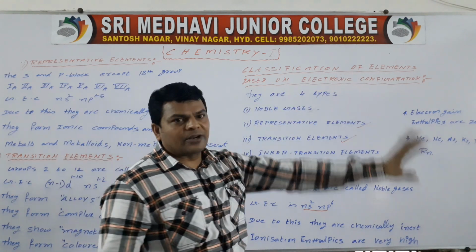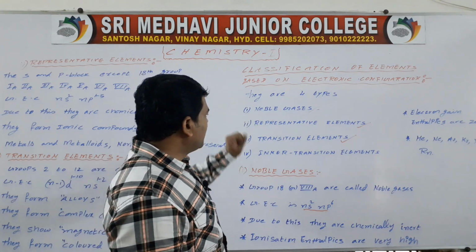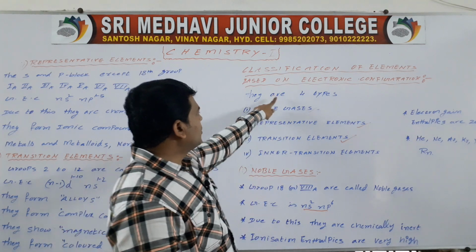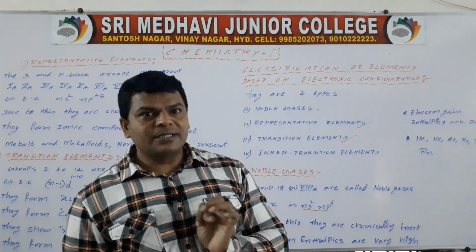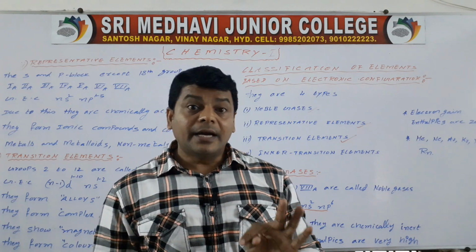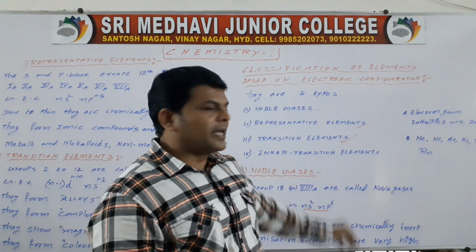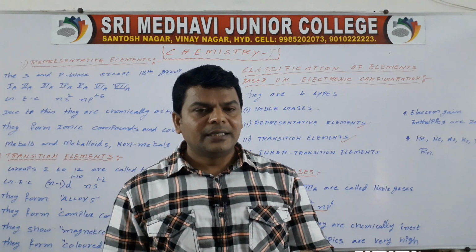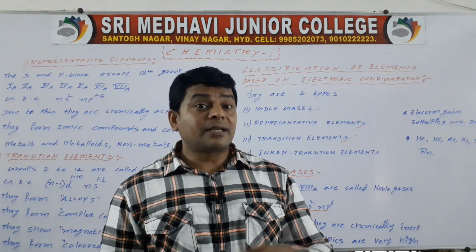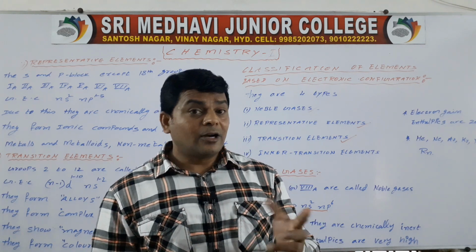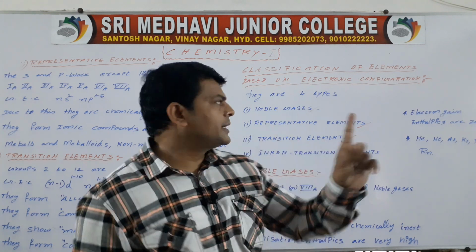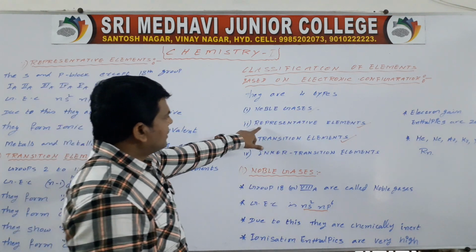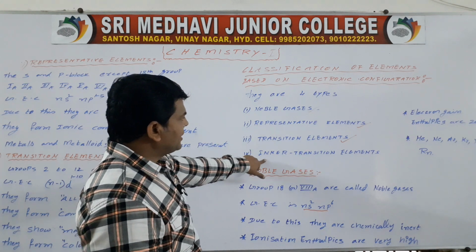Classification of elements based on electronic configuration is 4 types: noble gases, representative elements, transition elements, inner transition elements. Noble gases are also called aerogens, inert gases, and noble gases. Why? Because they are present in the air. Air contains nitrogen, how much? 78%. Oxygen, how much? 21%. So 1% is noble gases, in fresh air. Next, representative elements, transition elements, inner transition elements.